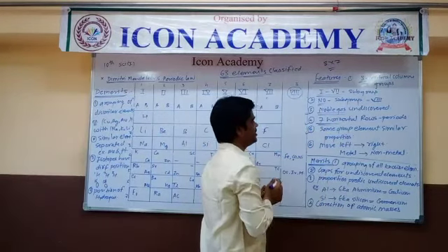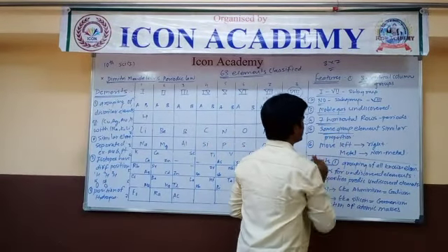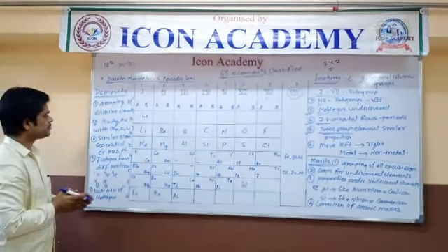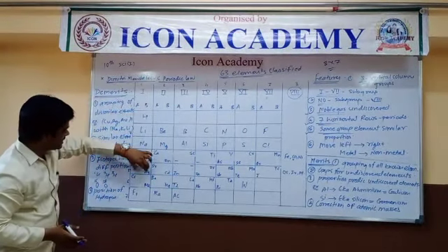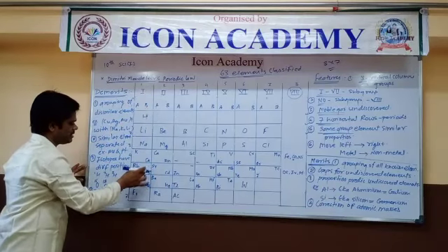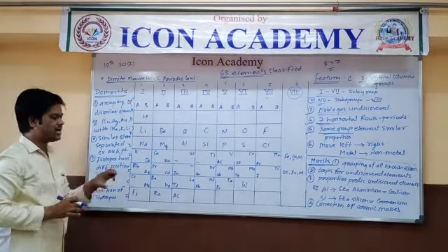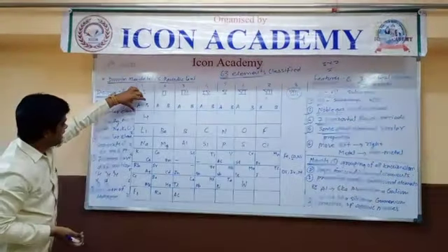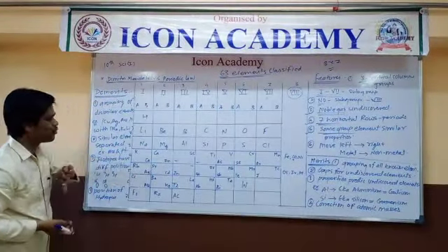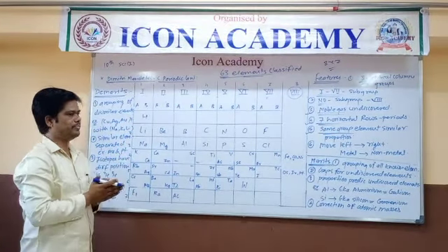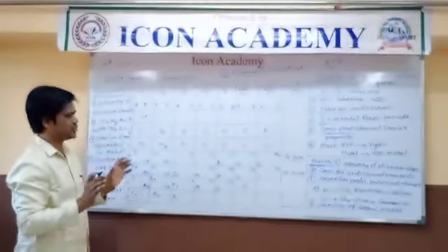The fifth important feature: elements of the same group have similar properties. Elements placed in the same group, for example the first group, hydrogen, lithium, sodium, potassium, rubidium and so on, are in the same group and show similar properties. That means elements in the periodic table that come in the same group, the same column, show similar properties.